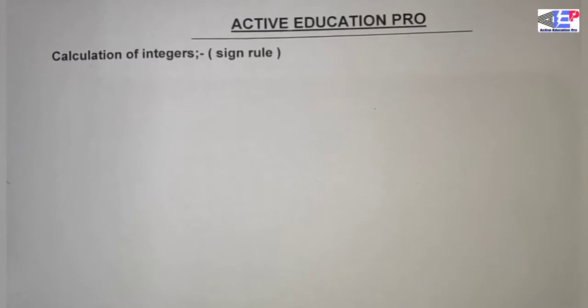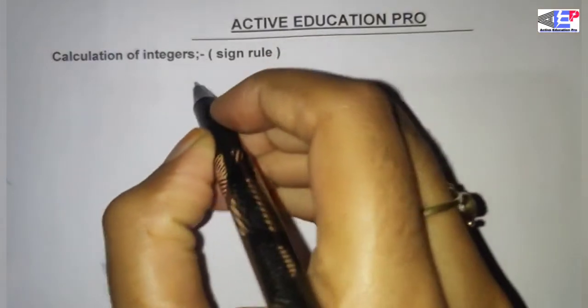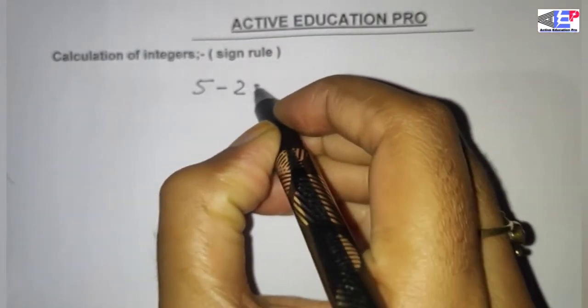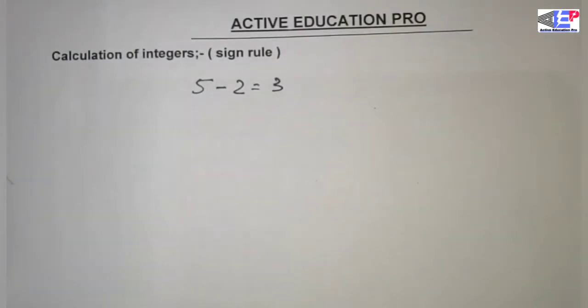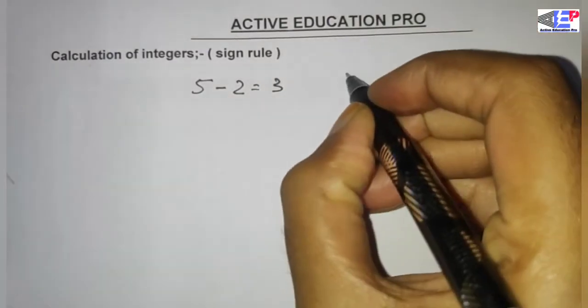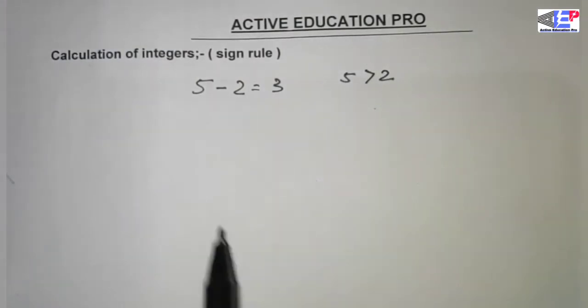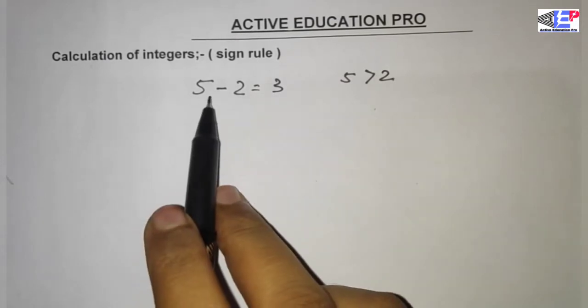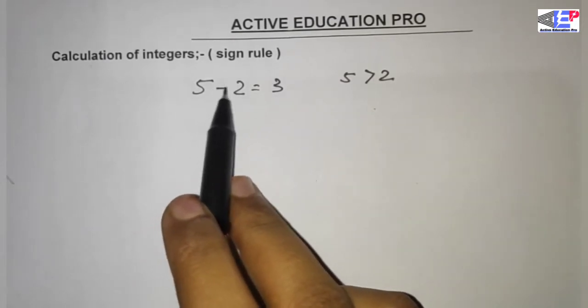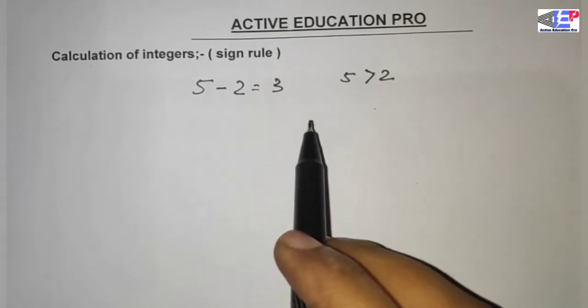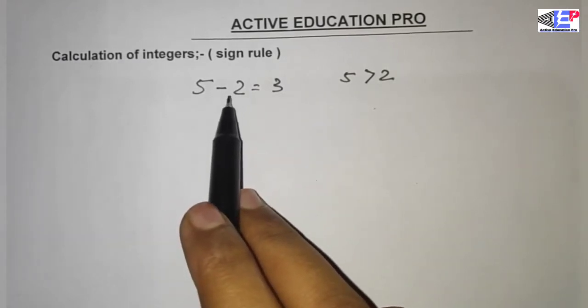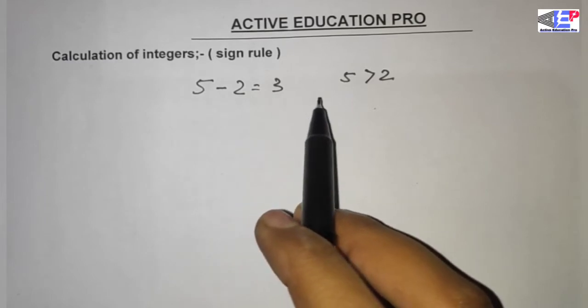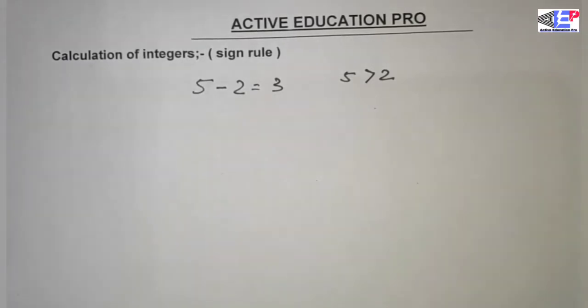As you know, subtracting positive integers, 5 minus 2 is equal to 3. In this example, 5 is the larger integer, that is, 5 is greater than 2. This is the sign of subtraction. Now I subtract these two positive integers: 5 minus 2 is equal to 3, and 5 is greater than 2. And there is another rule.